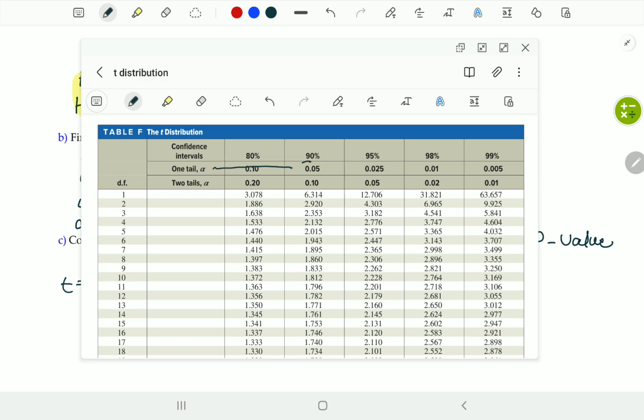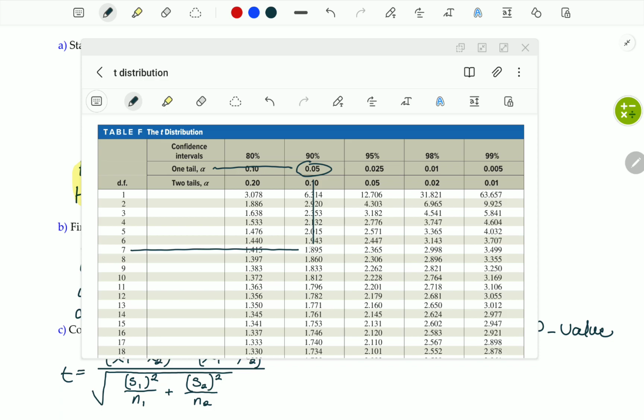One-tailed 0.05, degrees of freedom 7. But remember, because this is a left-tailed test, the critical value will be negative 1.895.